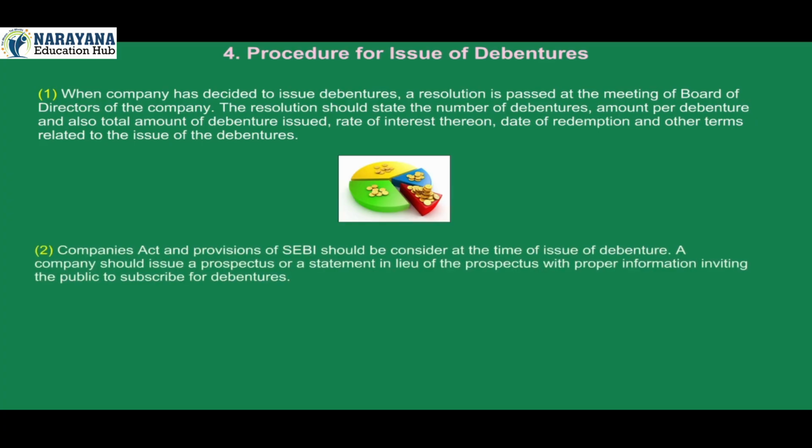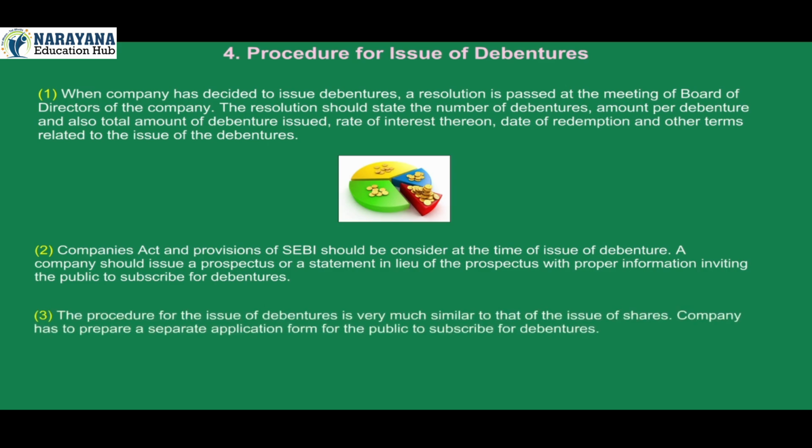2. The Companies Act and provisions of SEBI should be considered at the time of issue of debentures. A company should issue a prospectus or a statement in lieu of the prospectus with proper information inviting the public to subscribe for debentures. 3. The procedure for the issue of debentures is very similar to that of the issue of shares. The company has to prepare a separate application form for the public to subscribe for debentures.